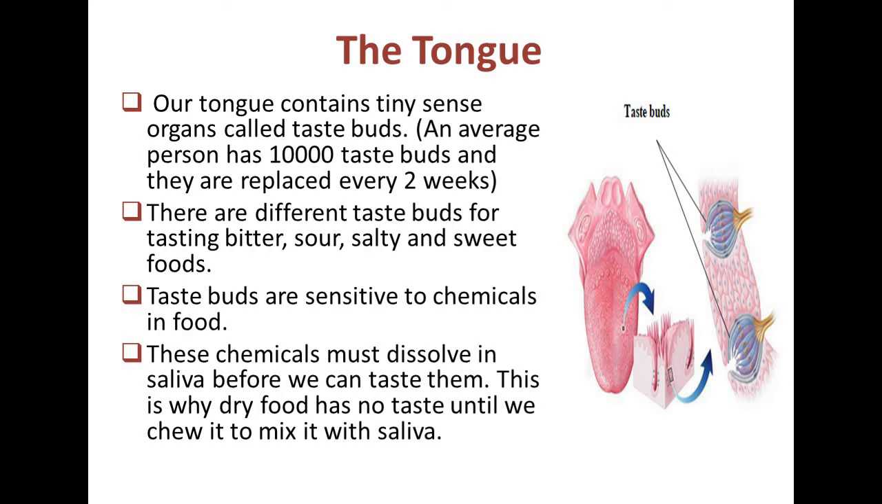Here we can see a picture of the tongue. Now there are small lumps on it. These small bumps or lumps contain tiny sense organs called taste buds, and these taste buds are sensitive to certain chemicals in our food. There are different tastes of food that we eat, so these taste buds can detect the different tastes. For example, bitter taste, sour taste, salty taste, and also sweet taste.